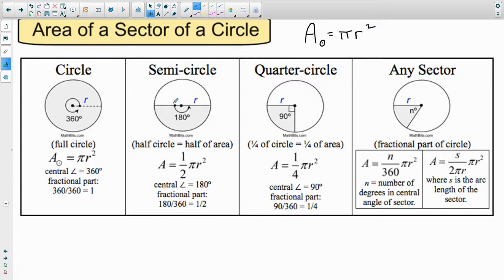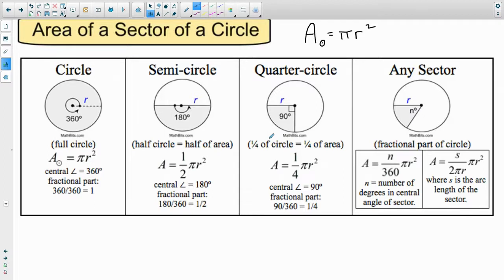Well, what about a semicircle? Well, a semicircle, by definition, means it's half of the circle. So if you just take a pizza and cut it in half, you're eating half of the pizza. So quite simply, the formula for a half circle would be 1/2 of the pi r squared, 1/2 of the whole circle, right? That's just common sense. You would take the area and divide it by 2 or multiply by 1/2. Same thing.